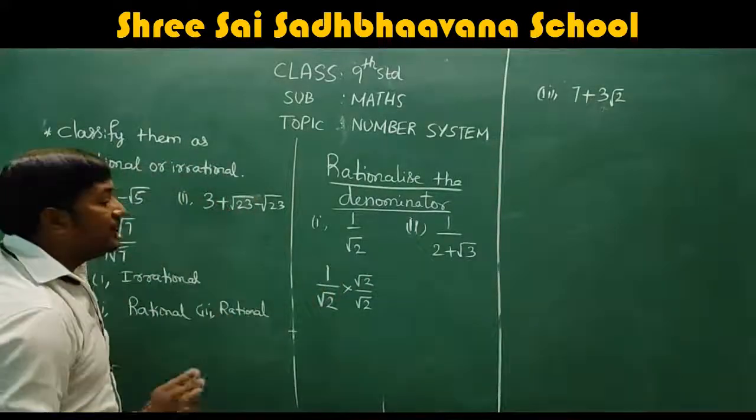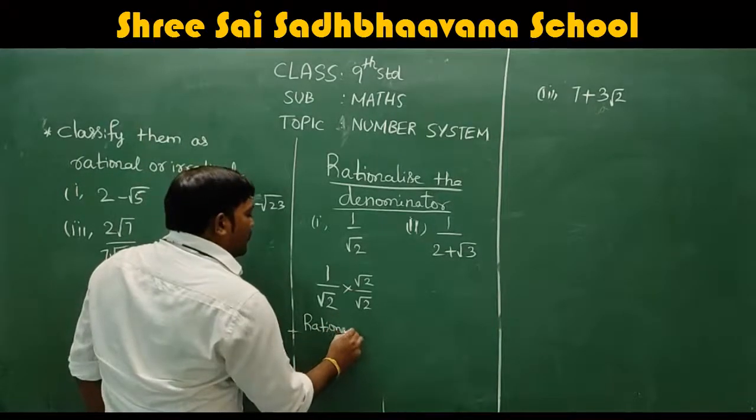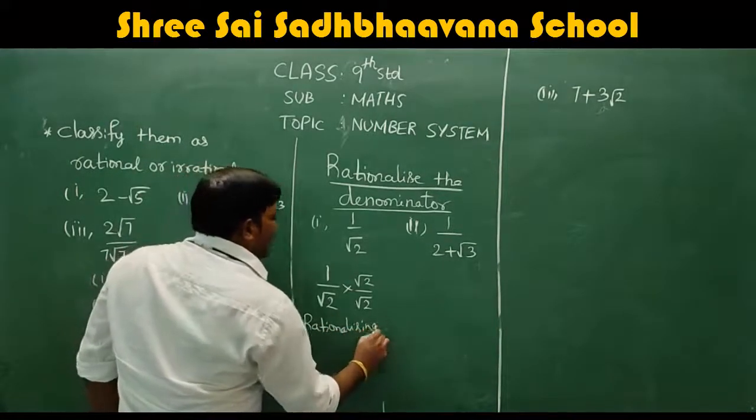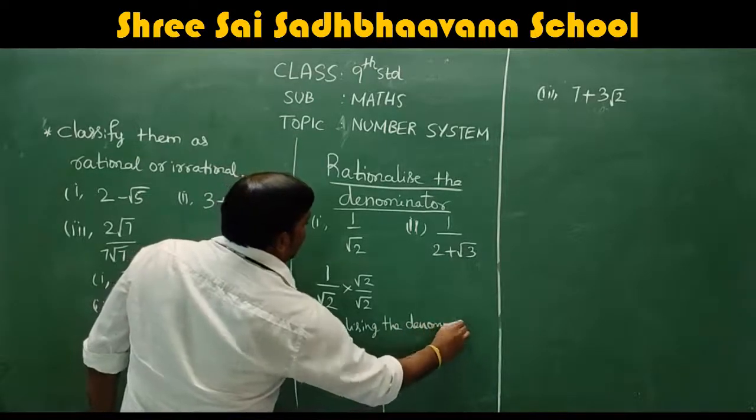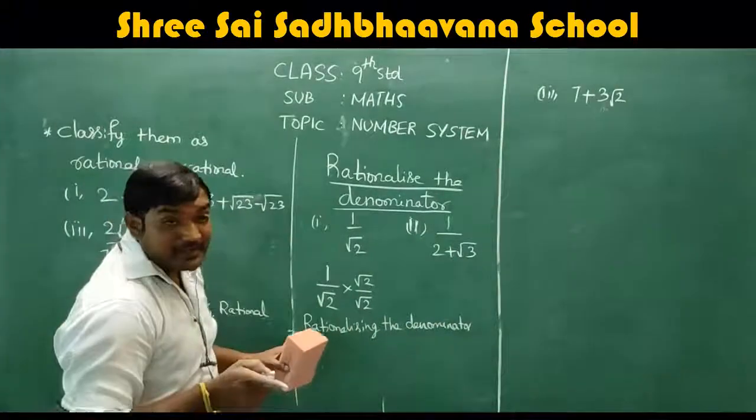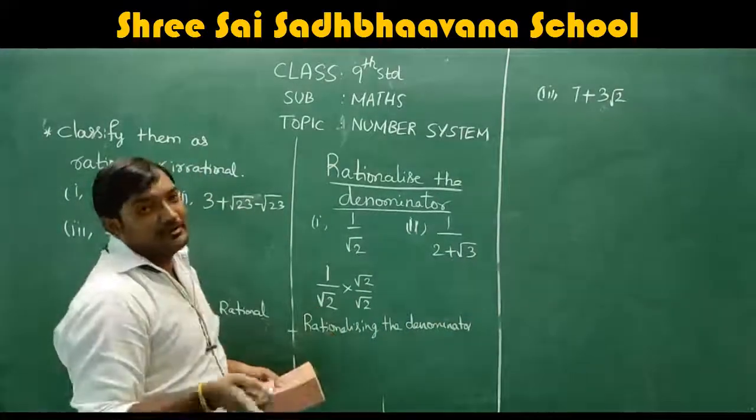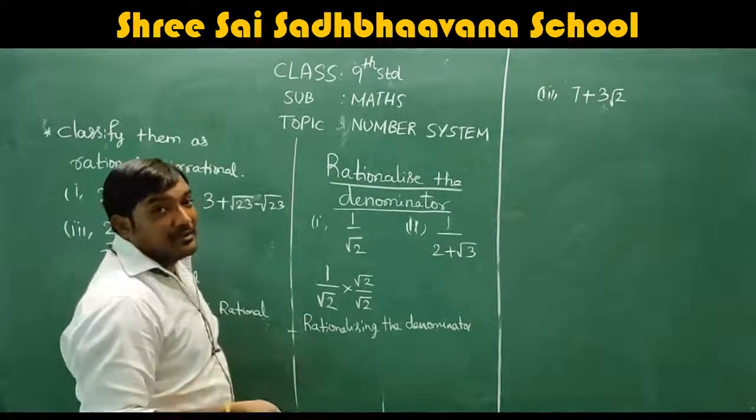This is nothing but rationalizing the denominator. What do you mean by rationalizing the denominator? We are converting the denominator into a rational number. That is the meaning of rationalizing the denominator.